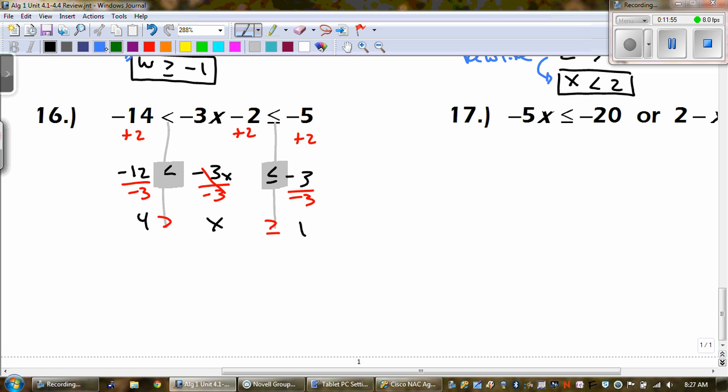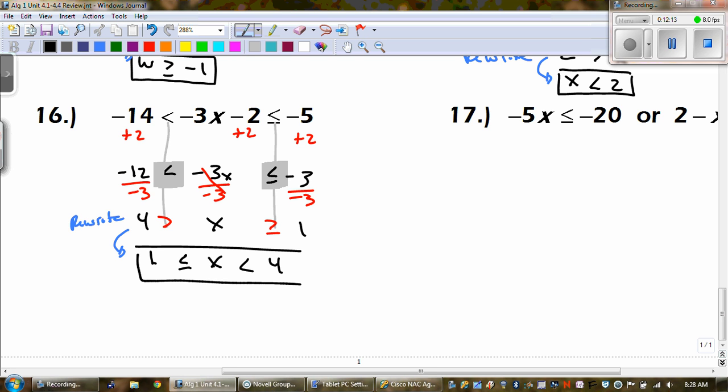Okay? Now, we need to rewrite it so it's in order from least to greatest. At 1, we're closed, and at 4, we're open. Okay? So I got 1, 2, 3, 4. At 1, we are closed. At 4, we're open. And we shade in the middle.